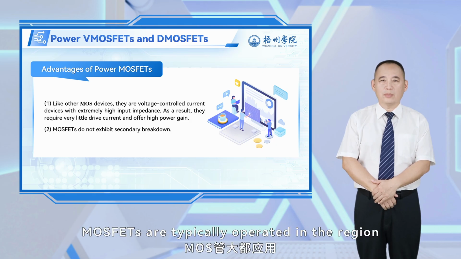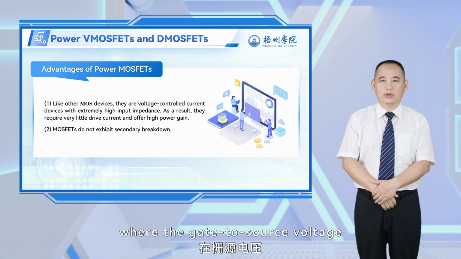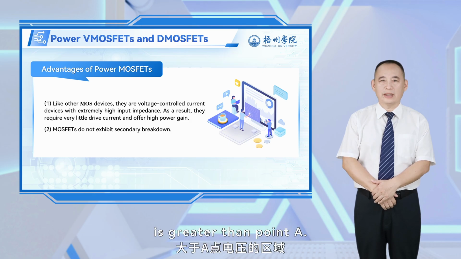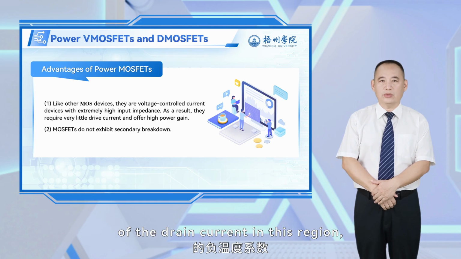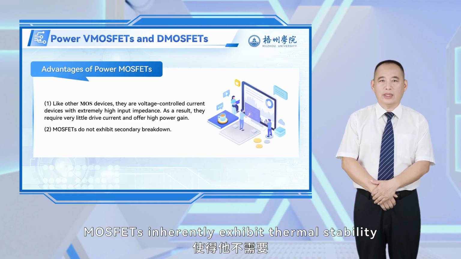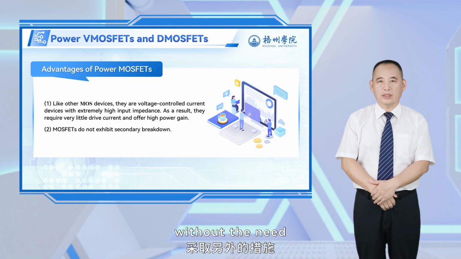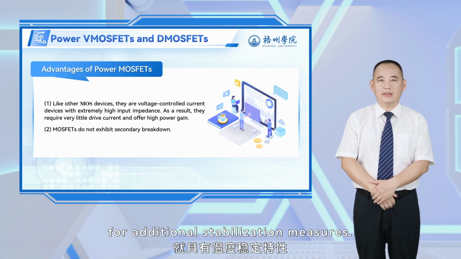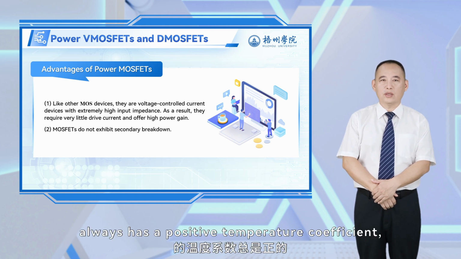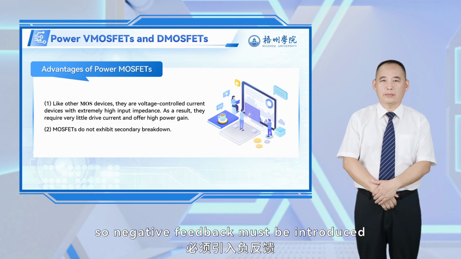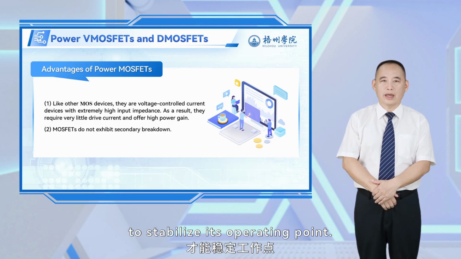MOSFETs are typically operated in the region where the gate-to-source voltage is greater than point A. Thanks to the negative temperature coefficient of the drain current in this region, MOSFETs inherently exhibit thermal stability without the need for additional stabilization measures. In contrast, the collector current of a BJT always has a positive temperature coefficient, so negative feedback must be introduced to stabilize its operating point.